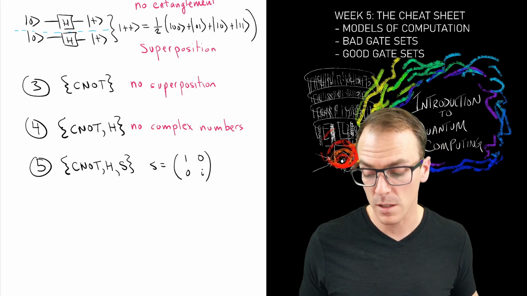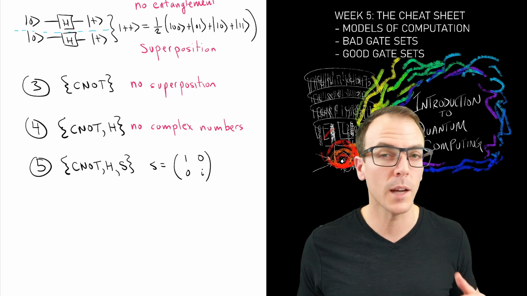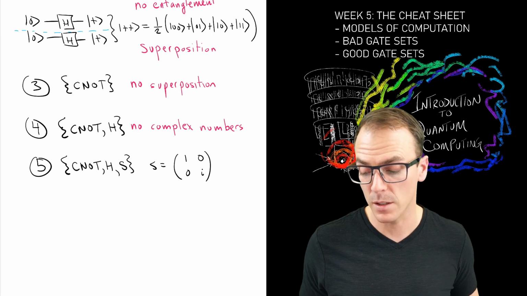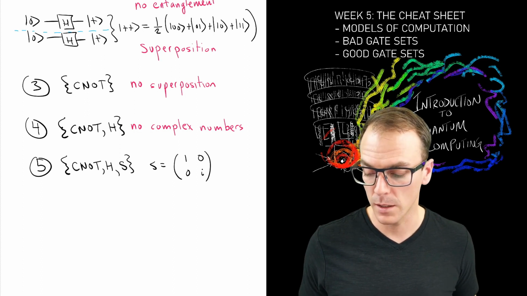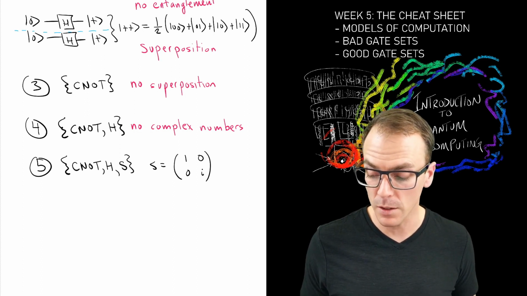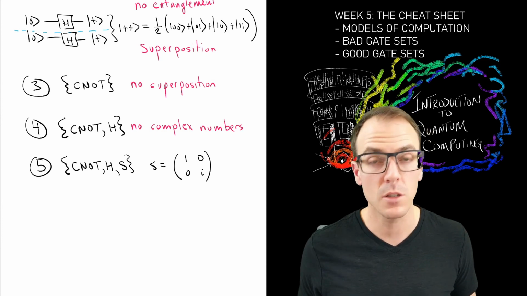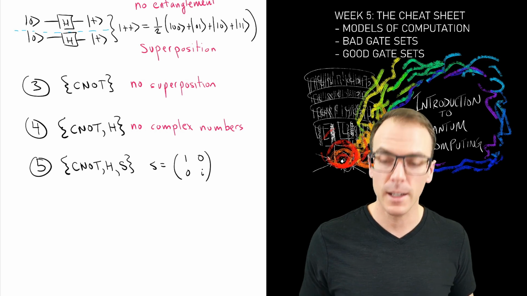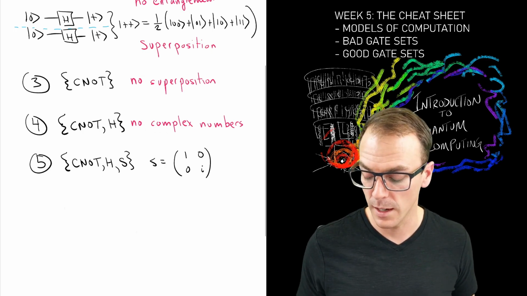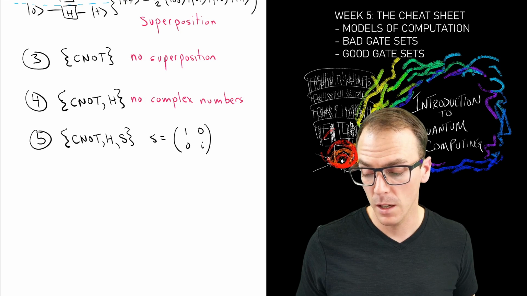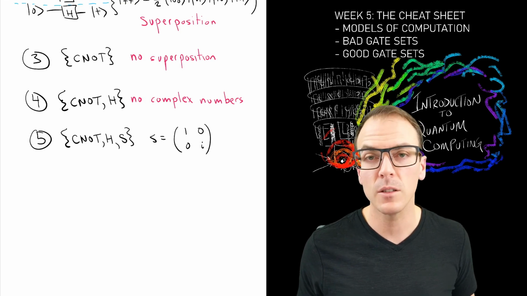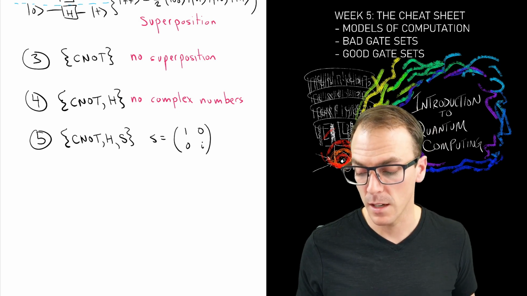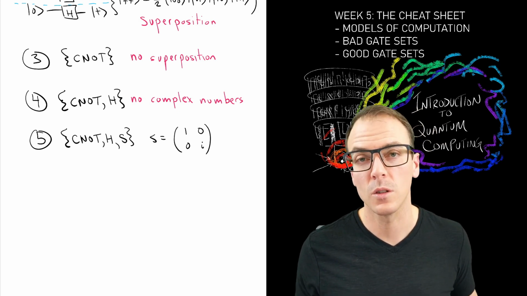So it's not obvious to see, and you need a more clever representation of the information, but even that's not enough to perform universal quantum computation, even though I can generate superpositions, I can generate entanglement, I can generate complex numbers. Now, in the next video, we're going to see that, interestingly, we only need to add a single gate, a single qubit gate, to this gate set, and we can generate universal quantum computation.